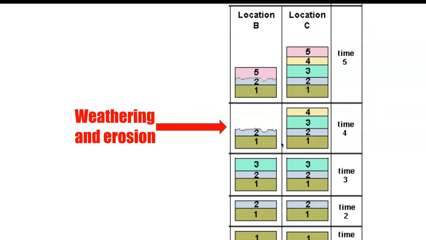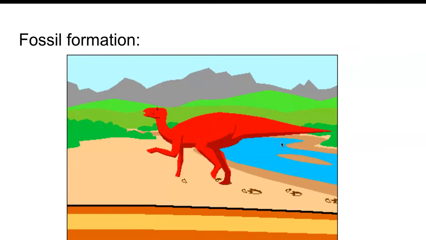Maybe again, that river dried up. And so then you end up with this layer 5 forming in both location B and C. When you look at that rock strata in location B, you would say, there's an unconformity here between layer 2 and 5. There was additional rock at one point, but it is now missing. It must have been eroded away.